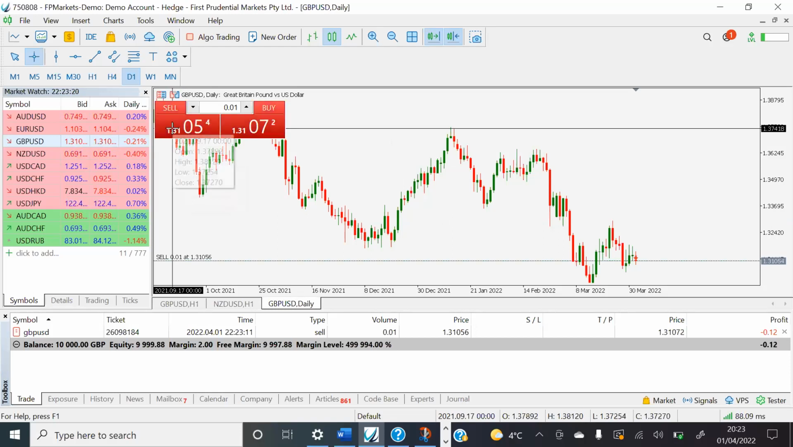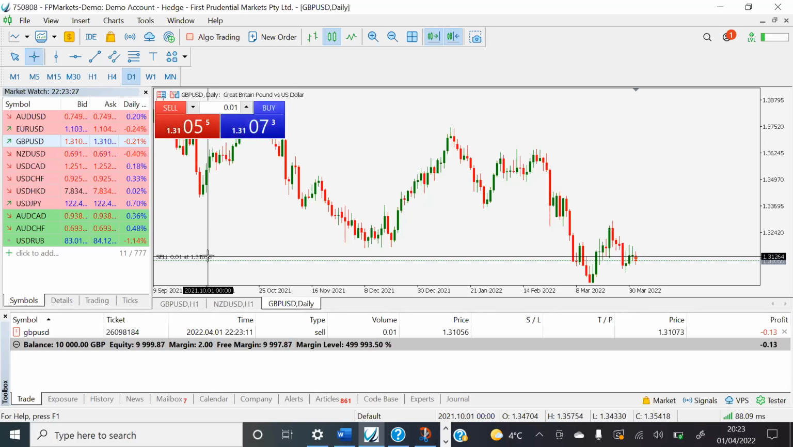Move your cursor down to that horizontal line where you see the sell. Can you see I've actually put a trade on? That's where you put the trade on. It's as simple as that. And can you see that 13 pence there? So I've just sold the GBPUSD.